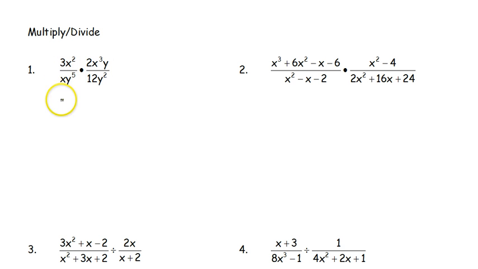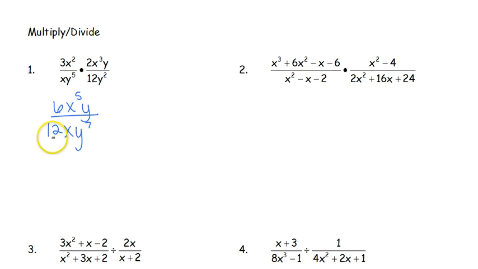So 3 times 2 gives us 6 on top. X squared times x cubed. When you multiply variables, you add their exponents. So that's x to the 5th. Y. On the bottom, we just have the 12. X, no other x's. Y to the 5th, y to the 5th, y to the 2nd. We add those to get y to the 7th. Then we have to simplify.